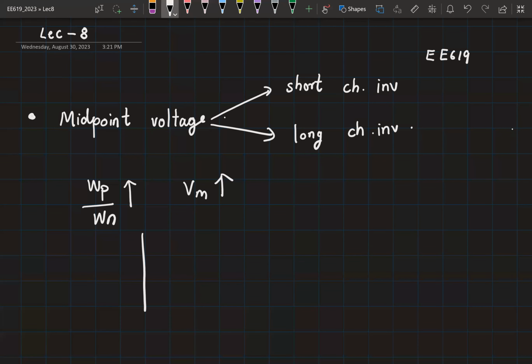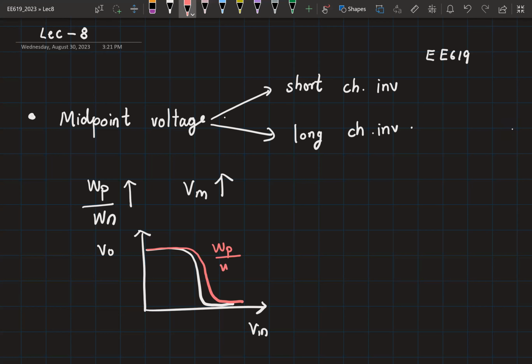So if I were looking at the VTC characteristics, that is, if I were looking at the V0 versus Vin characteristics, as I increase my WP by WN, the curve is going to shift to the right. And if you decrease your WP by WN, it's going to shift to the left.